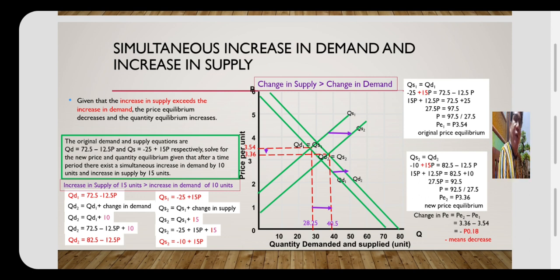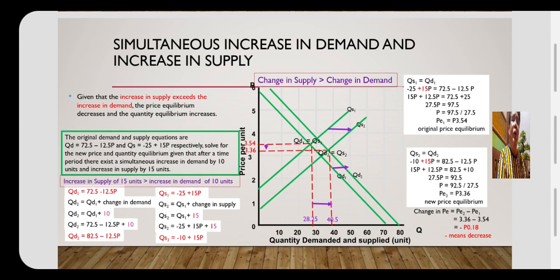Now, since we already have the values of the new price equilibrium and the original price equilibrium, we can compute for the change in price equilibrium. The change in price equilibrium is just the difference between the new price equilibrium and the original price equilibrium, so that the new price equilibrium is equal to 3.36 and the original price equilibrium is 3.54. Their difference is negative 0.18. So this difference of negative 0.18 is the change in price equilibrium. Negative because there is a decrease in price equilibrium by 18 centavos.